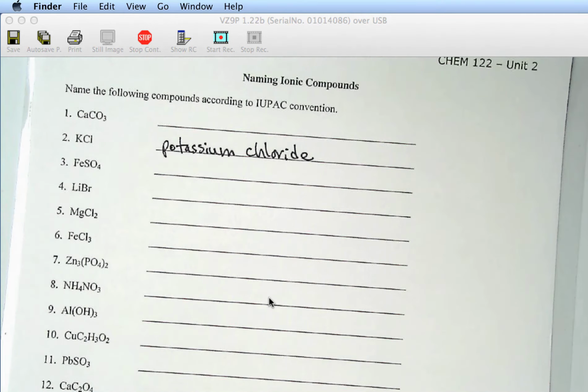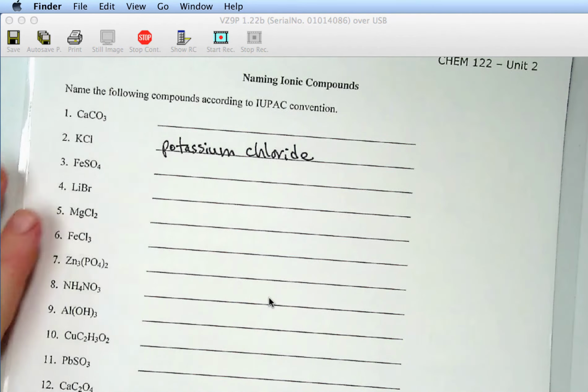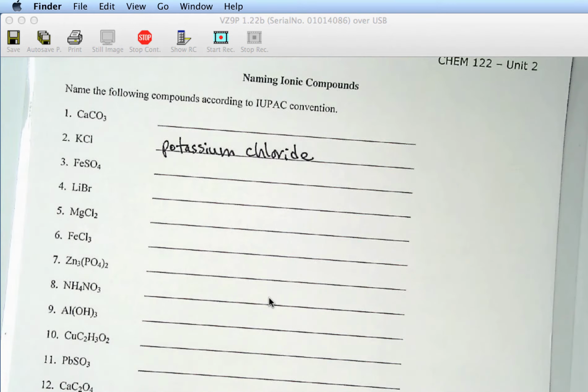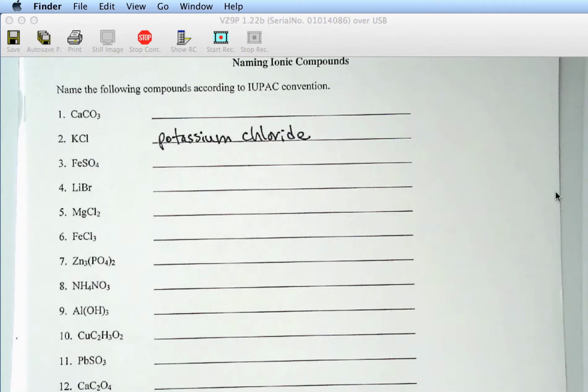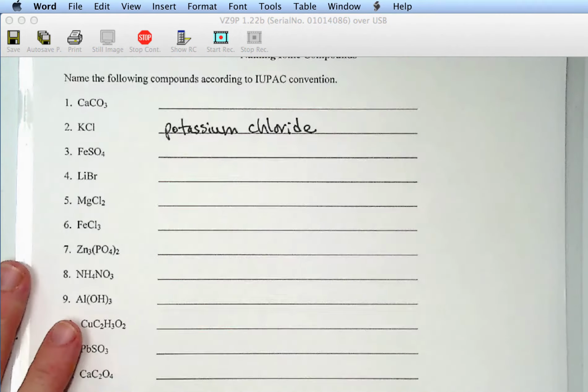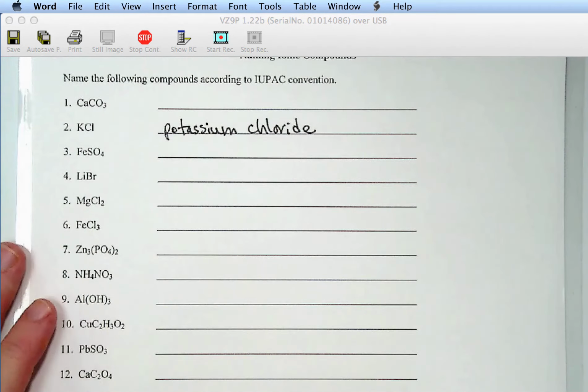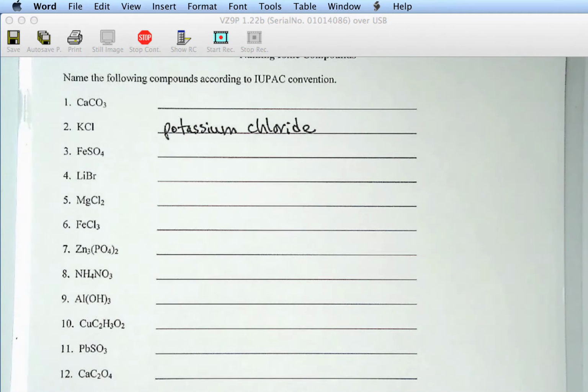So I want you to take a few minutes to try and name as many of these as you can, and then I'll go over these. I know a lot of you are working hard on this, and I'm going to go over all these answers now. This will give you a good foundation.